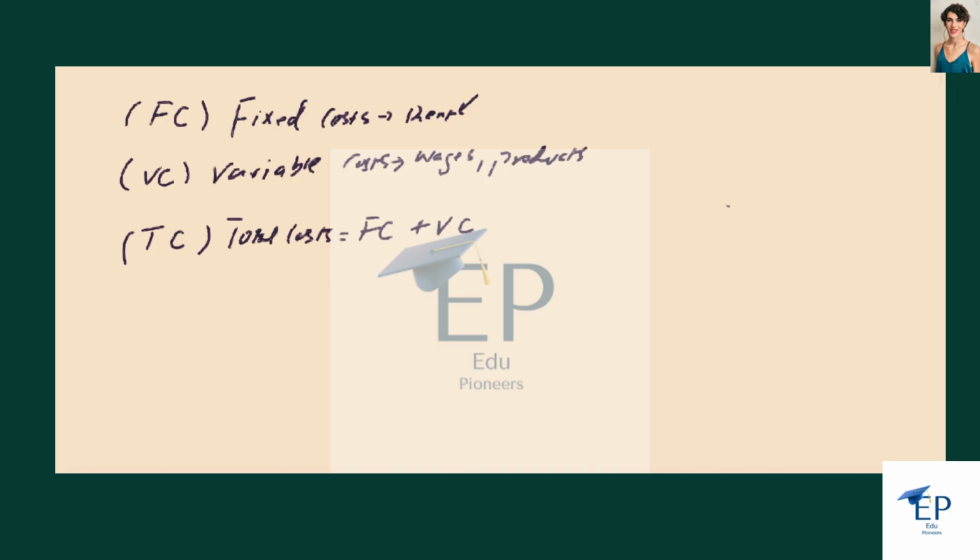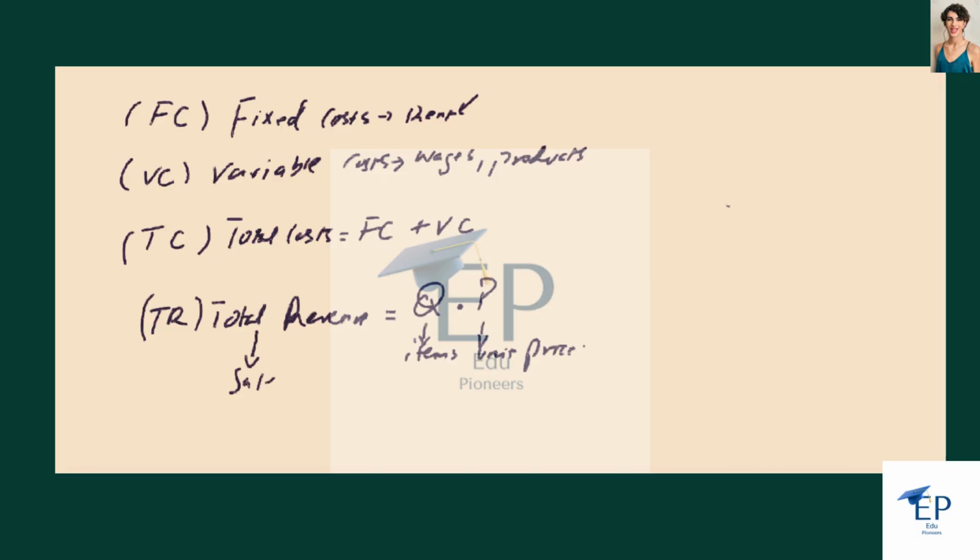On the other hand, we do also have things like revenue. So total revenue, TR, is when you take a specific number of items, which we call Q. These are items, and you multiply that by the unit price, and that gives you the total revenue. Revenue being the amount of money that you get from sales.